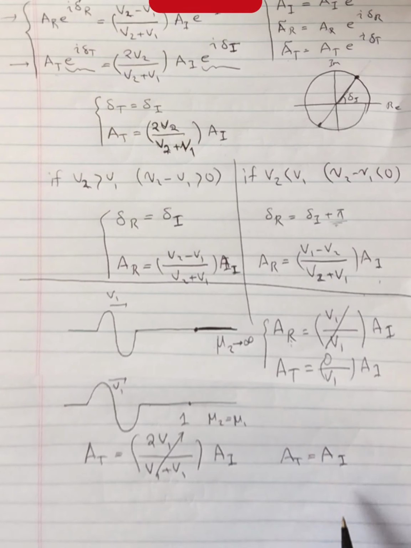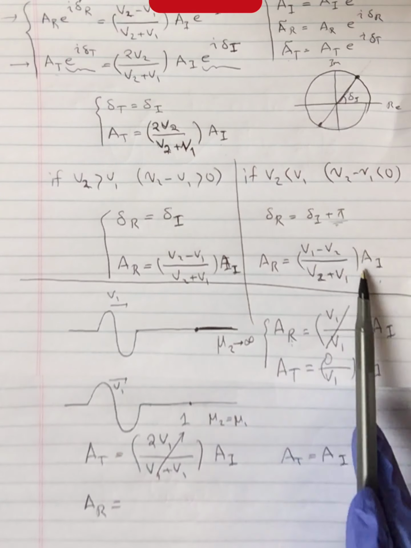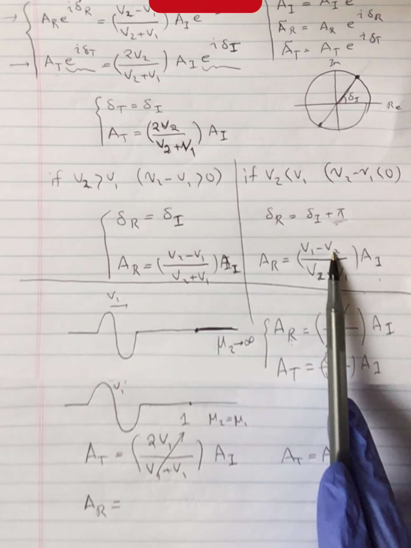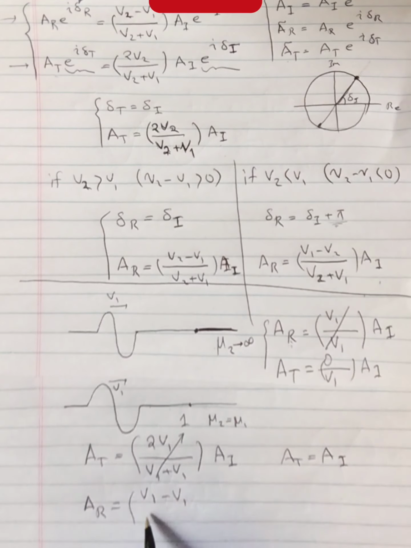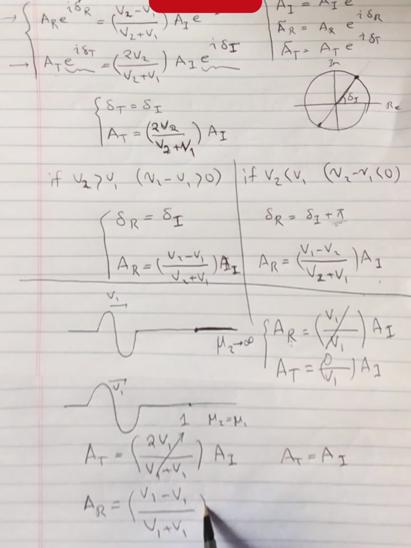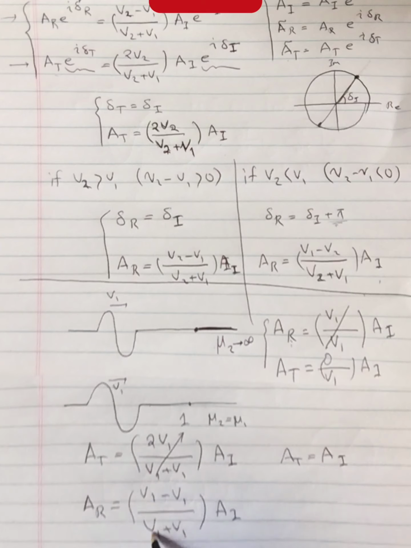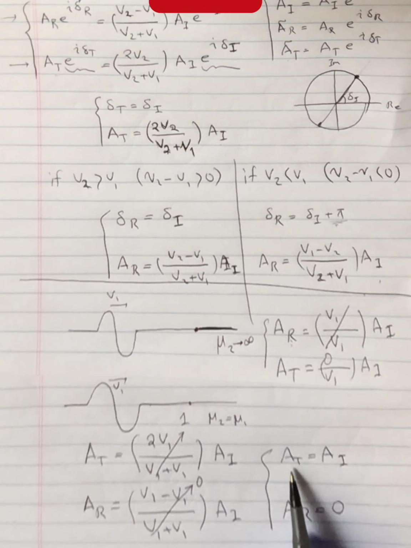And that makes sense, right? That's what we expected. Now look at the reflected wave. I'm going to work on this one: V1 minus V2. What is V1? That's V1. What is V2? That's also V1. So we get V1 minus V1 in the numerator, and in the denominator V1 plus V1, times the amplitude of the incident wave. Obviously V1 minus V1 is 0, so the amplitude of the reflected wave becomes 0. All the wave is transmitted, nothing is reflected, and that matches with our intuition.